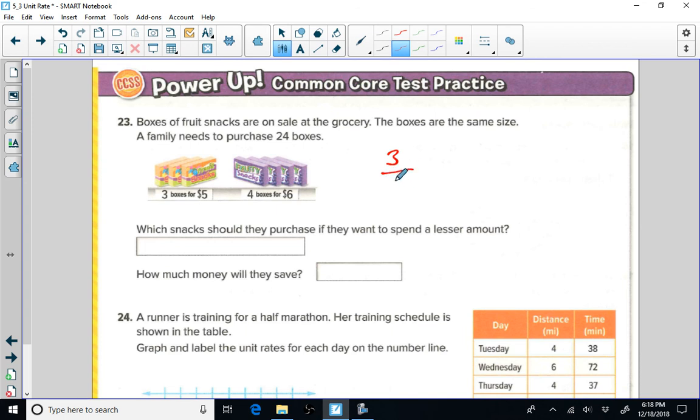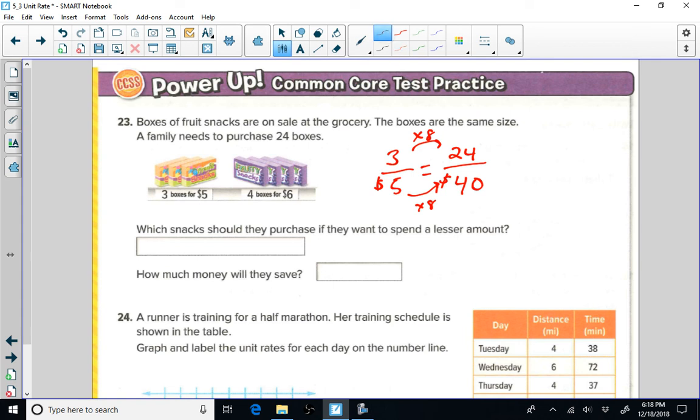3 boxes for $5. We should just make an equivalent ratio for 24 boxes. 3 boxes for $5, we need 24 boxes, so that would be times 8. 3 times 8 is 24. Make an equivalent ratio, times 8. 5 times 8 is 40. So it would be $40 for 24 boxes here.